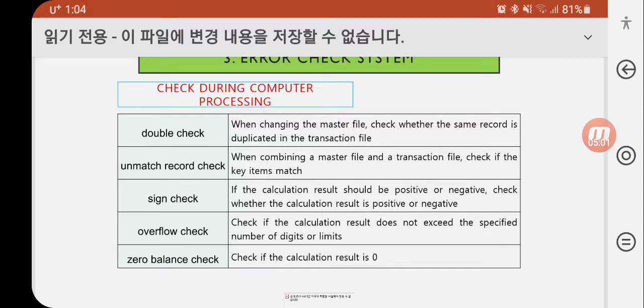Sign check: if the calculation result should be positive or negative. Check whether the calculation result is positive or negative. Overflow check is if the calculation result does not exceed the specified number of digits or limit. Zero balance check is if the calculation result is zero.